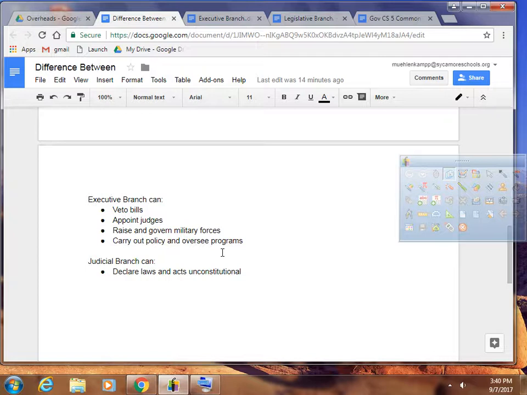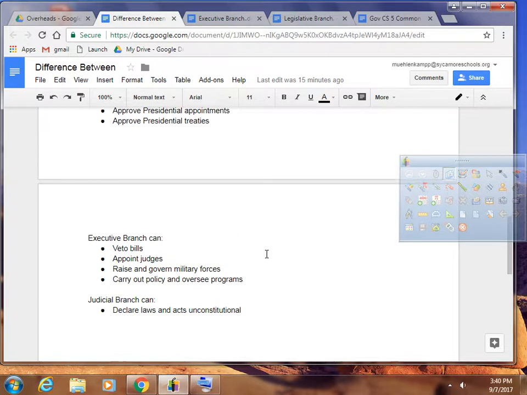How does the judicial branch limit the other 2 branches? Very simple. They declare laws and acts unconstitutional. That is a very powerful tool. Do not underestimate that. The other 2 branches can't get out of line with the Constitution, and the judges are there to make sure that doesn't happen.